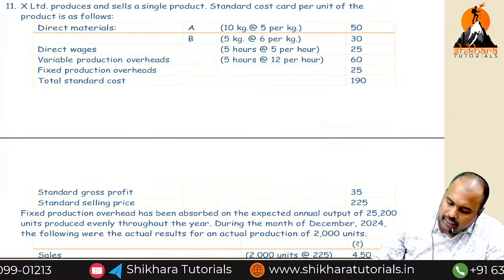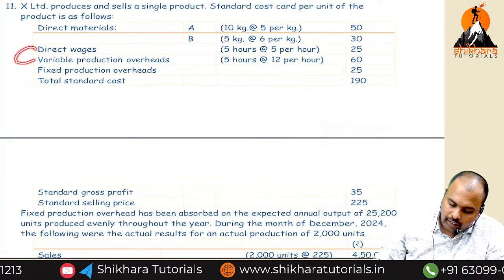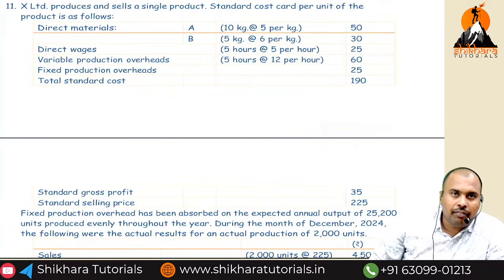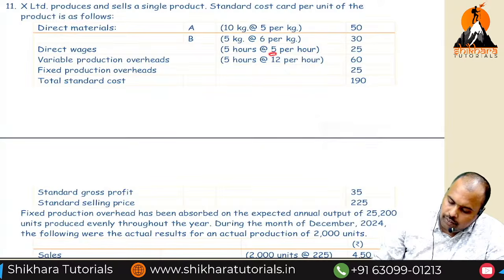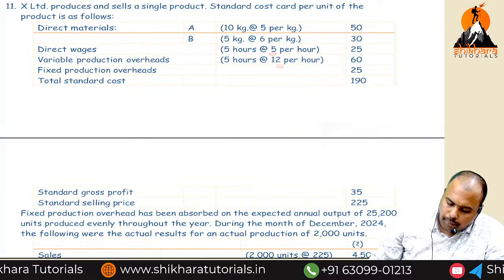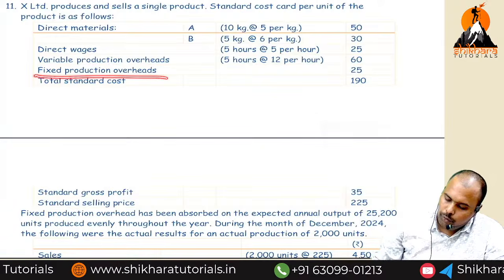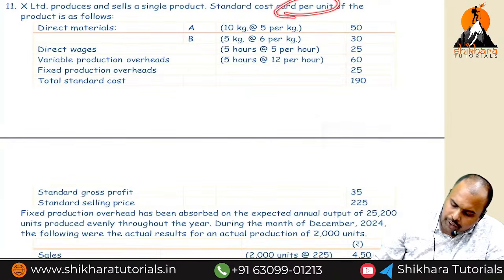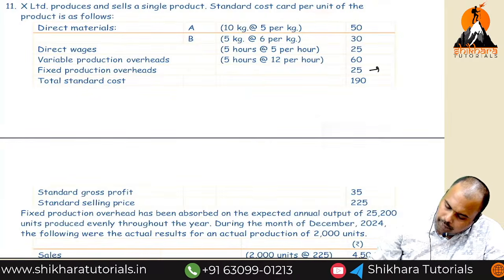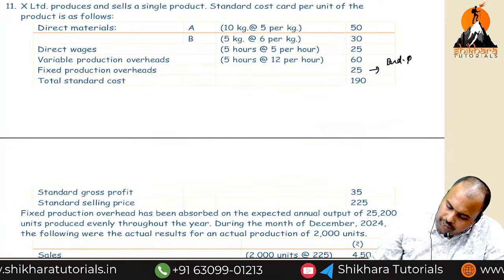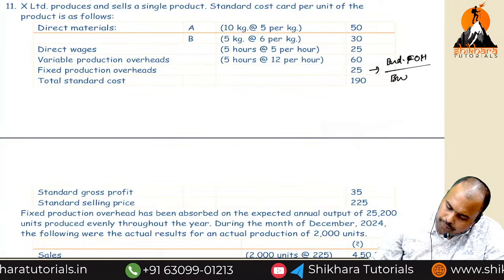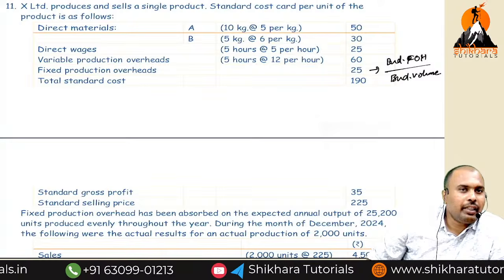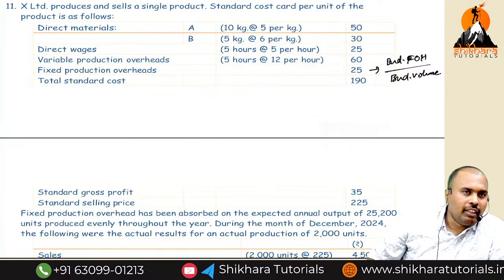And variable overheads again 5 hours. As I told you, direct and variable hours will always be the same. There won't be any difference in hours because time given will always be the same. Wages is 5 rupees per hour, variable overhead is 12 per hour. So standard fixed production overhead per unit, this 25, is nothing but budgeted fixed overhead divided by budgeted units. At the beginning of the period, fixed cost per unit will be based on budgets only, right?